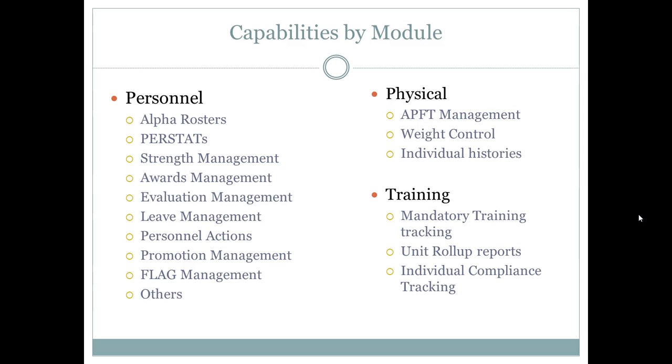Simple alpha roster management, and it's filterable, so you can do quick queries, and you'll see that in the demonstration. Daily personnel status tracking, strength management, and you can drill down to specific MOSs and specific units to see what their strengths look like. Awards management and tracking, evaluations, leaves, personnel actions, promotions. You can see all that there, plus APFT and weight control management. And with version 3.2, this training module has been added, which gives you the ability to track your mandatory training completion and gives you nice roll-up reports by unit, and you can also see individual compliance as well.